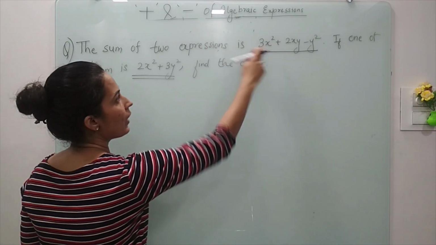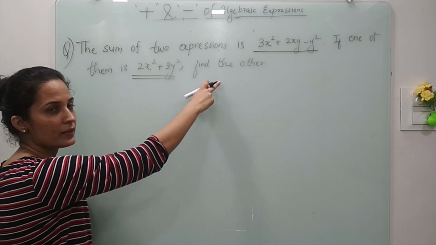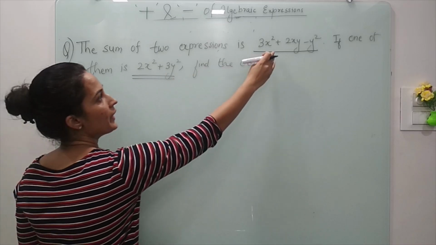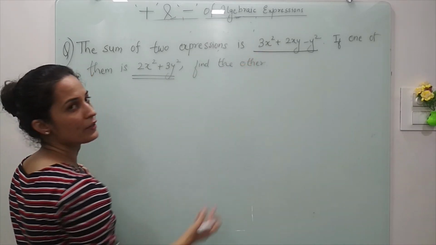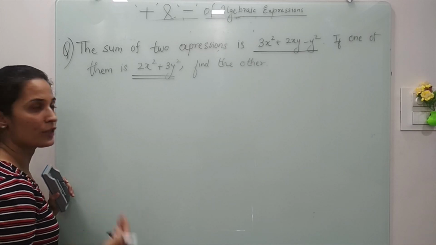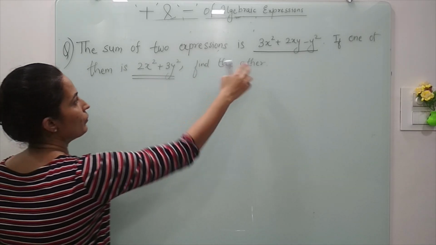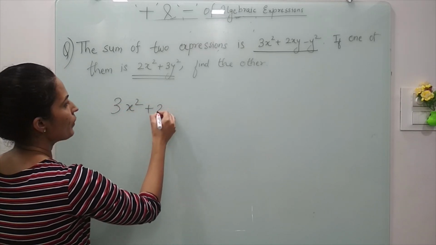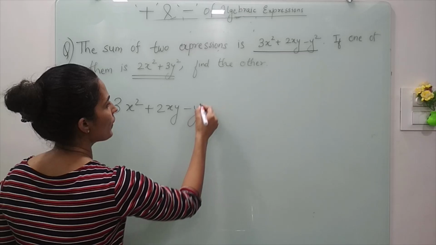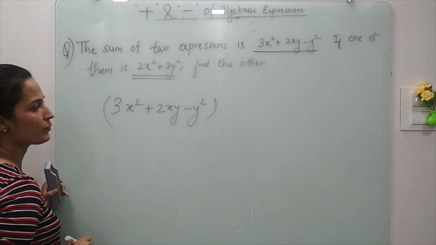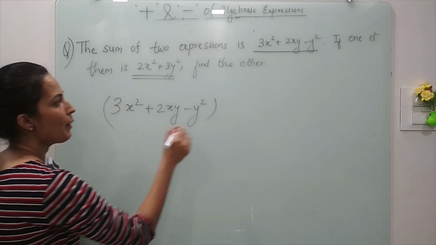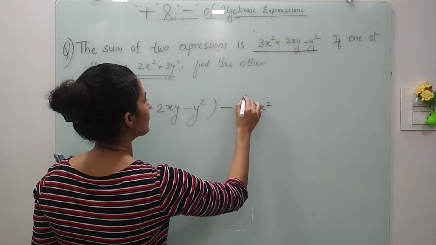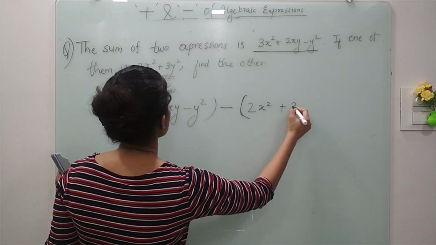this is the sum. Out of which one is given, we have to find the other one. So what I have to do is subtract this one expression from the addition, from the sum of the two, and that will give me the answer of the second expression. So what I will do, this minus this, that means 3x square plus 2xy minus y square. This is the expression which is the sum of two expressions, minus this 2x square plus 3y square.